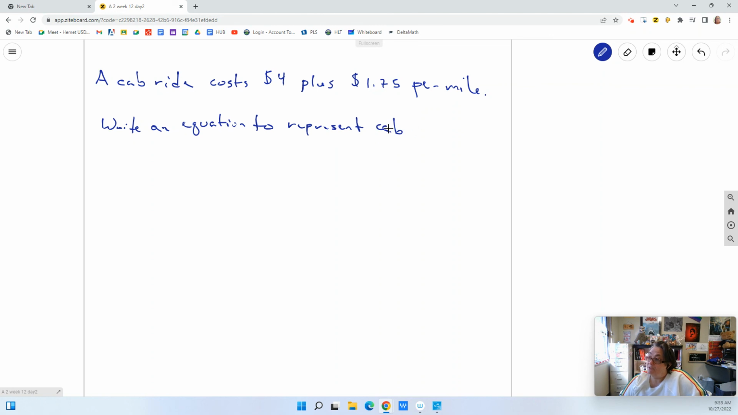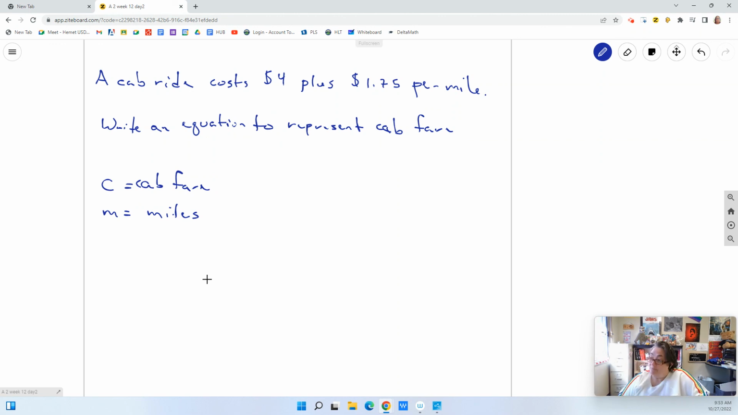So the first thing we would want to do is define our variables, right? We would want to go, okay, well, let's say C equals cab fare, because that makes sense, right? And we'll say that M equals miles, because that makes sense too, right? And so basically, we want to write this equation so that no matter what, we could figure out how much we'd be paying based on the number of miles, right?